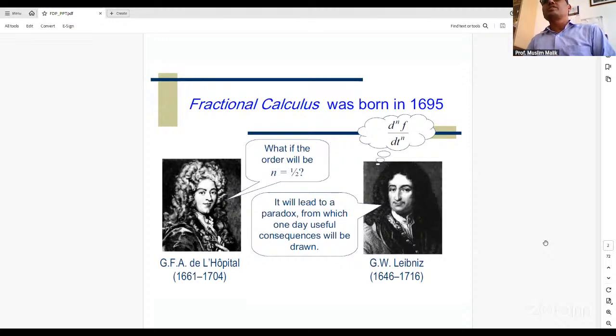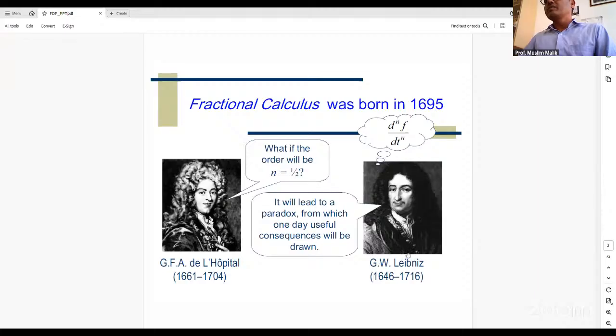Fractional calculus means here we study the derivative of fractional order. Fraction means any real number; the order of the differential equation can be any real number. The first question about fractional calculus arose in 1695 when Leibniz gave the formula for the nth derivative of any function f. After this formula, L'Hospital asked in a letter to Leibniz what would be the value of the derivative d^n f over dt^n if n is equal to half.